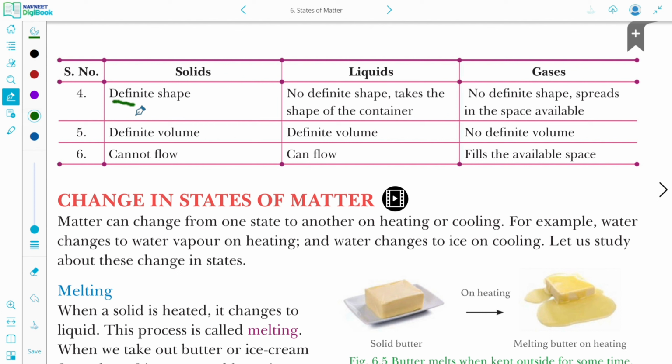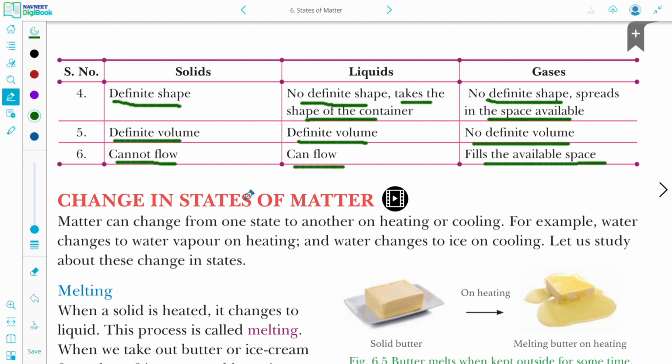In solids, they have definite shape. In liquids, no definite shape. Takes the shape of the container. In gas, they do not have definite shape. Spread in the space available. In solids, they have definite volume. In liquids also, they have definite volume. But in gas, they do not have definite volume. Solids cannot flow. Liquids can flow. And gases fill the available space.